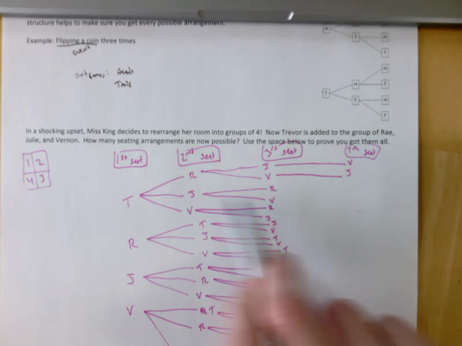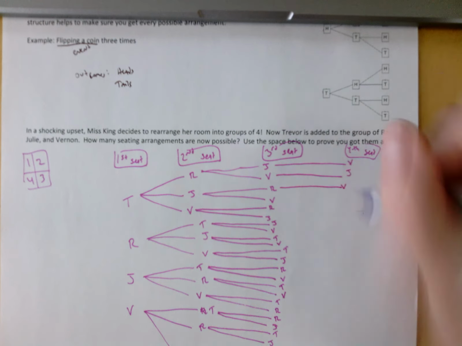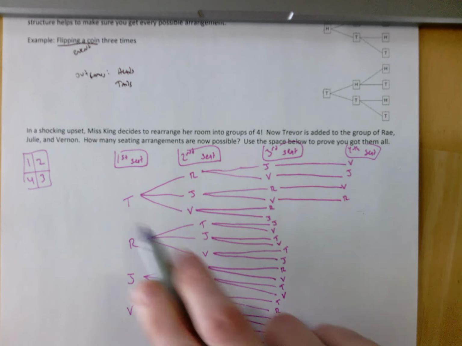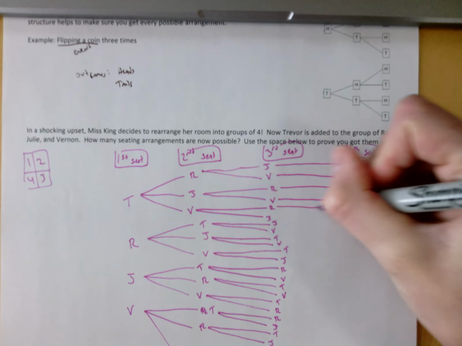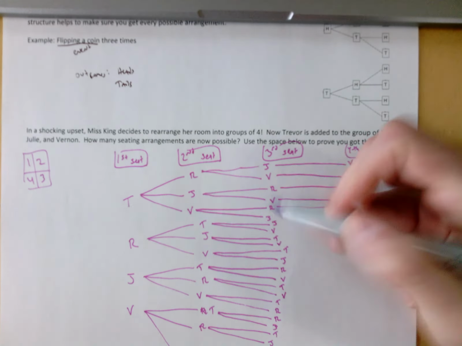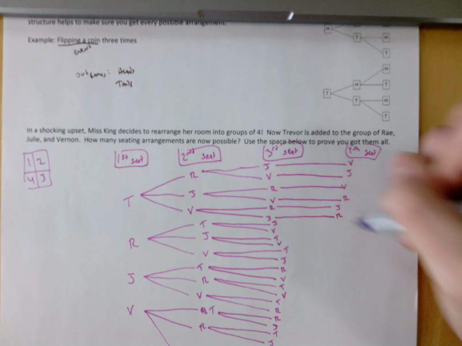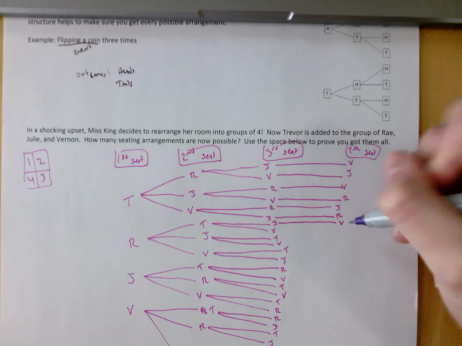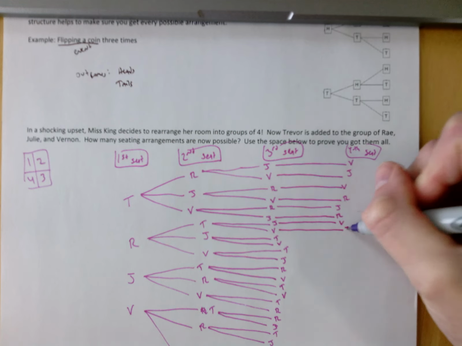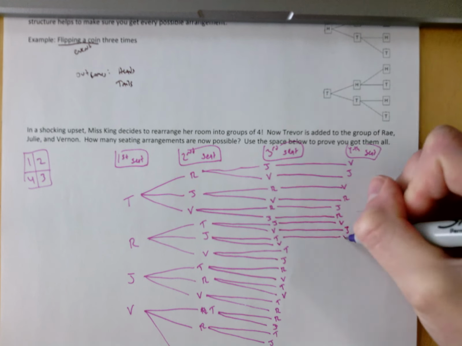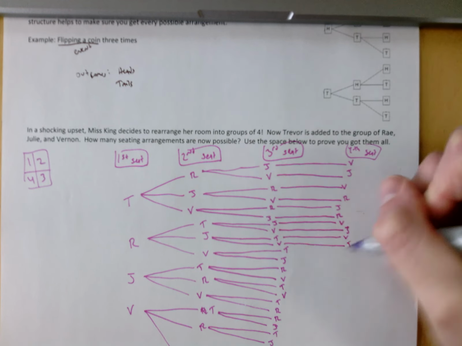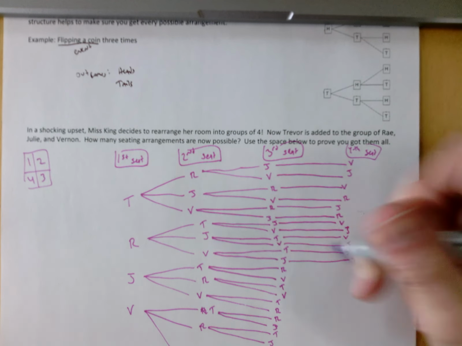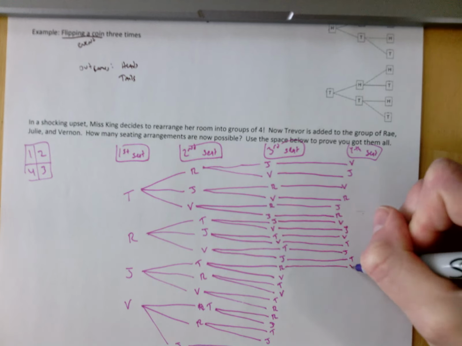Okay, if it's Trevor and then Julie and then Ray, this one has to be Vernon. Trevor, Julie, Vernon, this one has to be Ray. Right? Trevor, Vernon, Ray, then this one has to be Julie. Trevor, Vernon, Julie, this one has to be Ray. Right? And you can kind of see as we're going through here how all of these people are going to have to be chosen. I'm going to go ahead and just kind of fill this out.